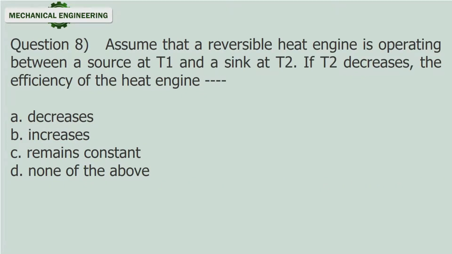Question 8. Assume that a reversible heat engine is operating between a source at T1 and a sink at T2. If T2 decreases, the efficiency of the heat engine, fill in the blank. A. Decreases. B. Increases. C. Remains constant. D. None of the above.